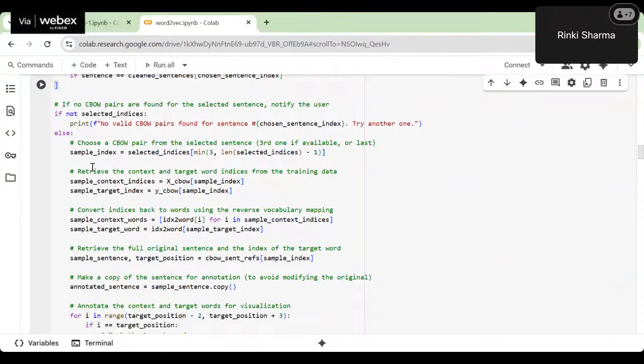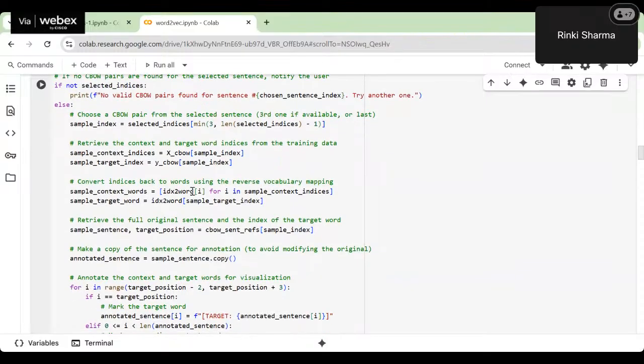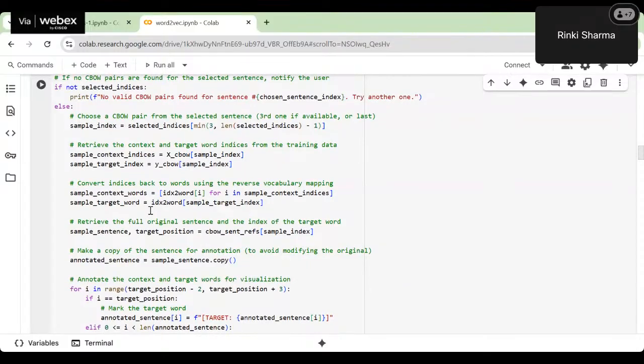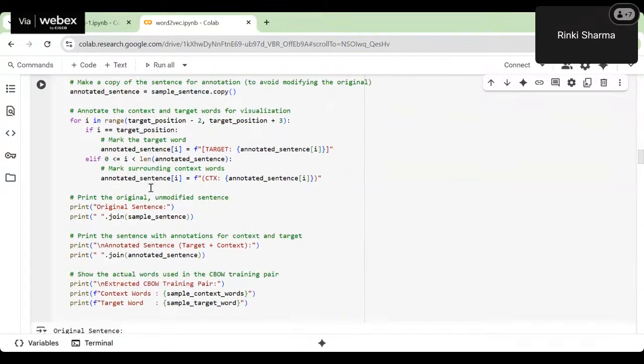So now, how this context and target pair looks like, for this we will print the context and target pair. Here we have chosen our sentence index to be 5. You can choose any other index also. If the index is valid, then definitely it will process the further part of the code. If not, then it will show that no valid CBOW pair found for the chosen sentence index, try another one. So as we have chosen the sentence index 5.